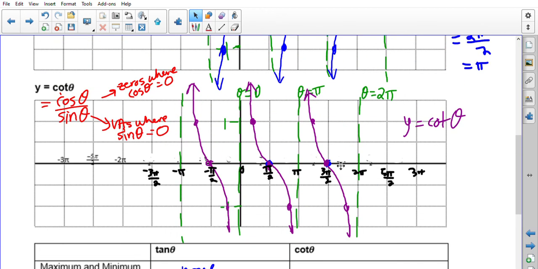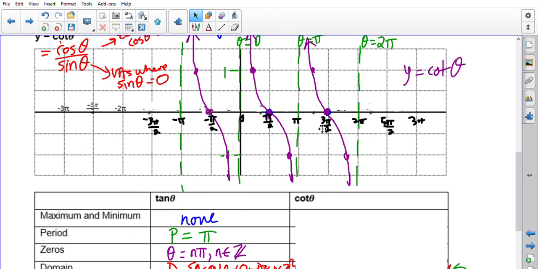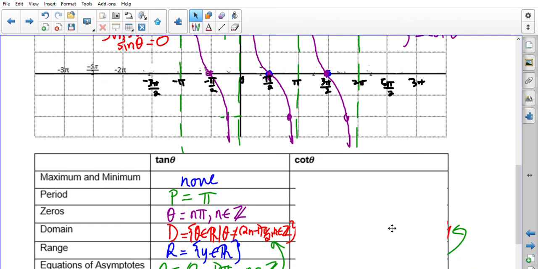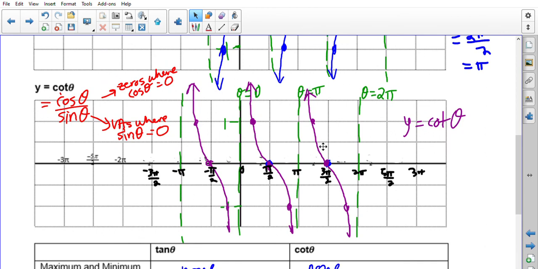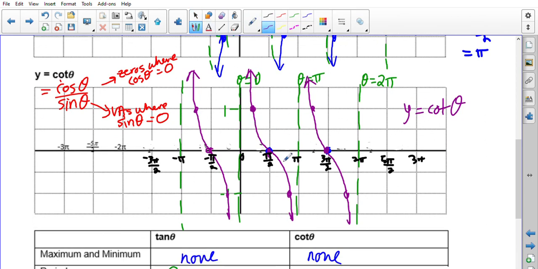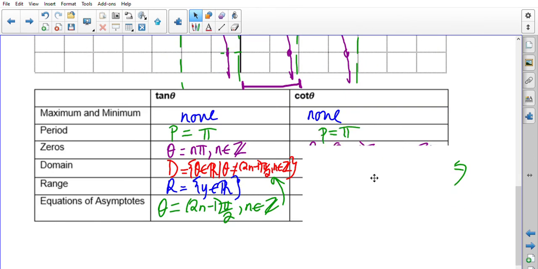All right, and now cotangent. So looking at the purple graph here, it also has no max and mins. The period for this one, if I were to outline here, this would be one cycle. So the period from here to here, we can see from 0 to pi, we can easily see that is just pi. So it too has a period of pi.